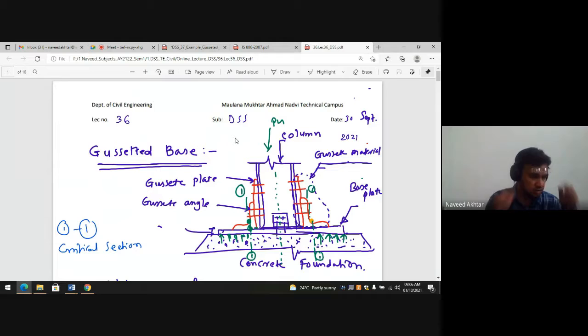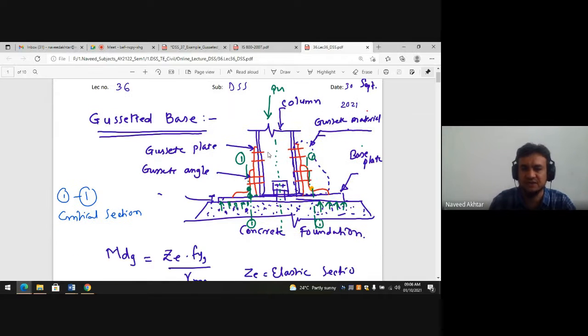Yesterday we have seen the stress for the design of the gusseted base. The gusseted base consists of the column. The column is attached with the gusset plate, and the gusset plate is attached with the gusset angle in case of bolted connection. And then the load is transferred to the gusseted material and column to the base plate, and through the base plate the load is transferred to the foundation, and the foundation is generally concrete.